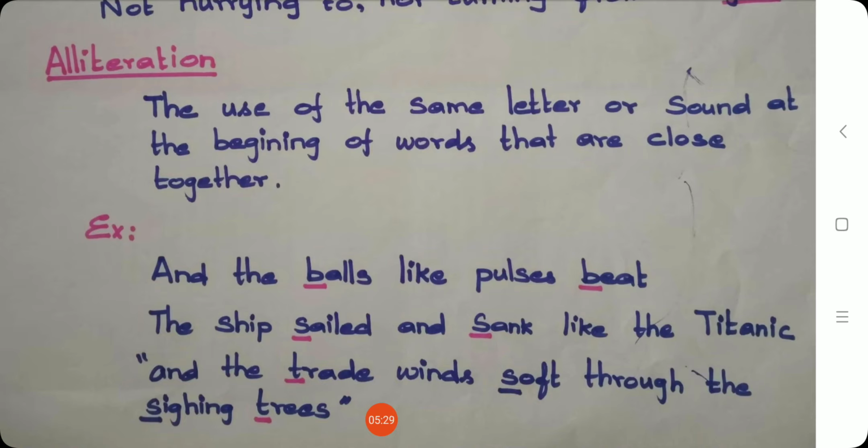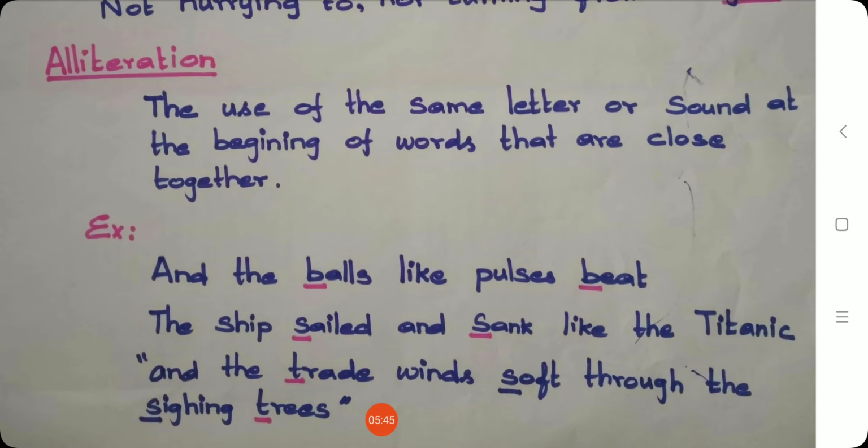Now look at the example: "And the buds like pulses beat." Here buds and beat begin with the same letter B and they have the same sound: buds, beat, B.